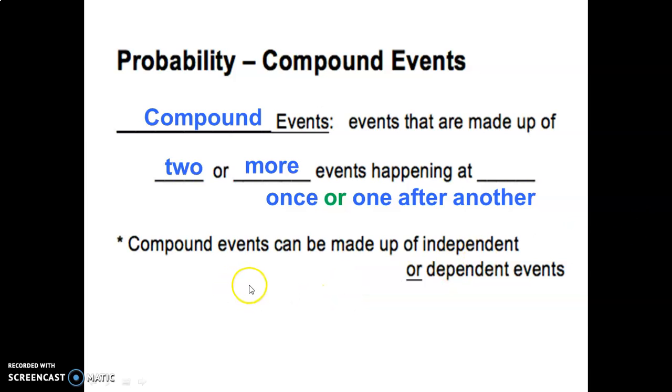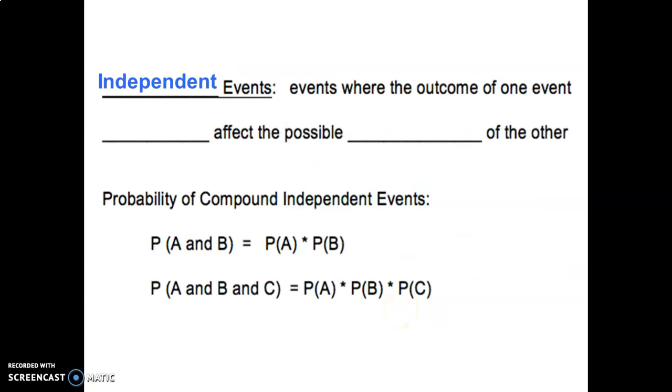All right, so compound events can be made up of independent or dependent events, which we've seen before. To recap, independent events are events where the outcome of one event does not affect the possible outcome of the other. For example, let's say we were going to flip a coin twice. Your first flip, probability is 50-50. Then you flip again. The probability is still 50-50. Whether you got a head or tail on the first flip has no impact on the probability of the second flip. Those are independent events.